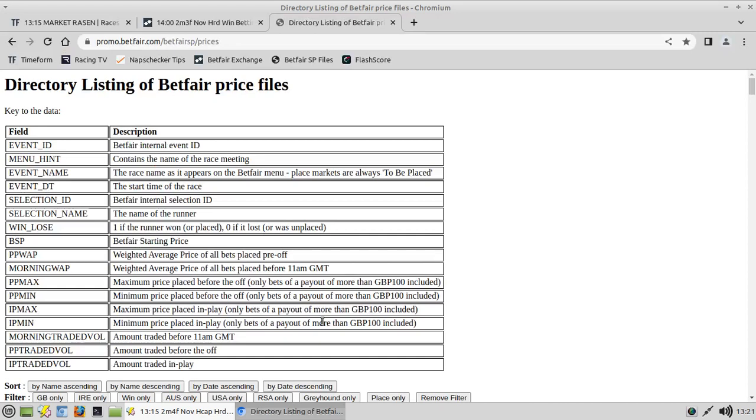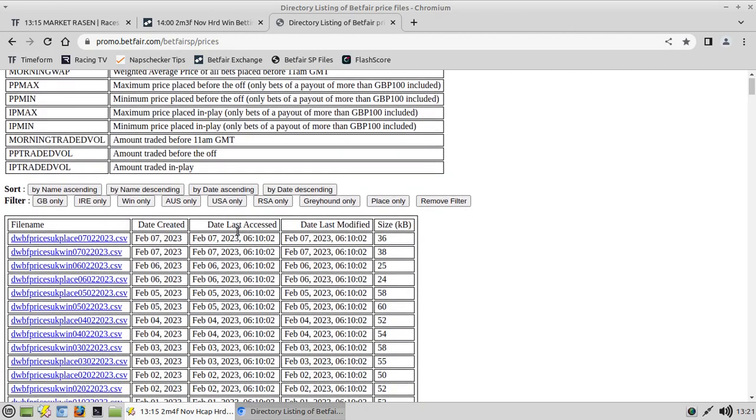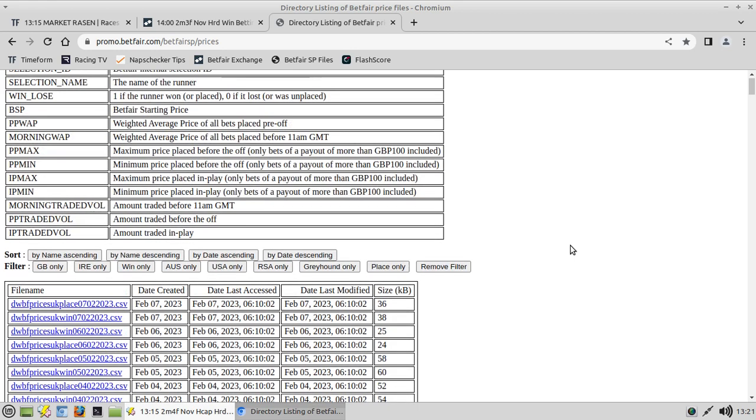Let me just quickly flash back to my browser. That's the website you want to go to be able to download win and place market records for historical data. And you can do so not only for GB, but Ireland, Australia, USA, and South Africa. And they've also started doing data for UK greyhounds in recent years as well, so you might be interested in that.